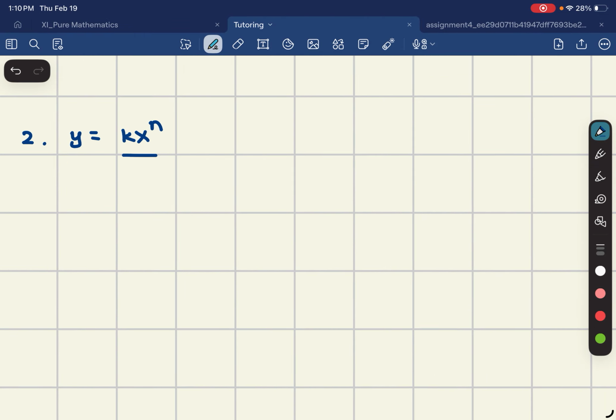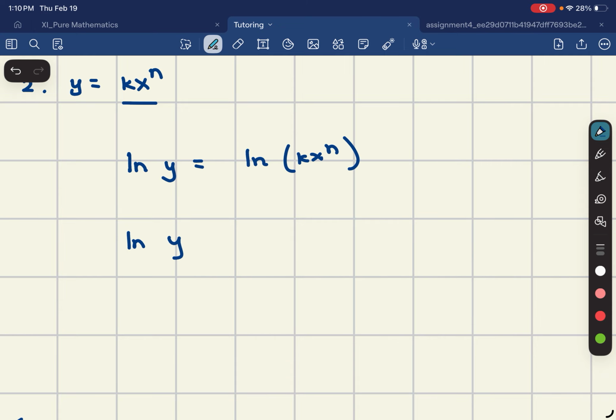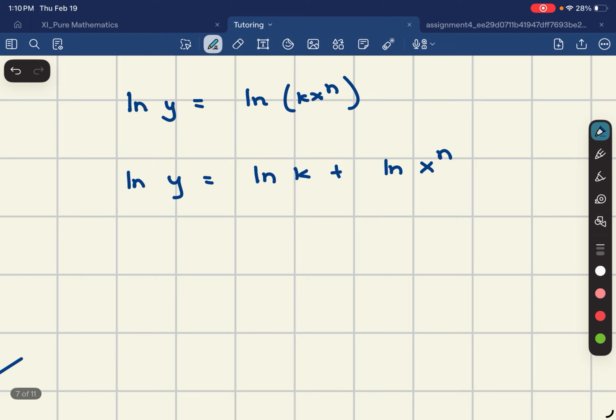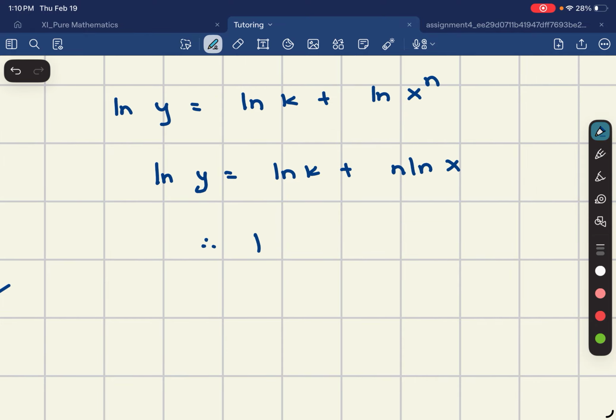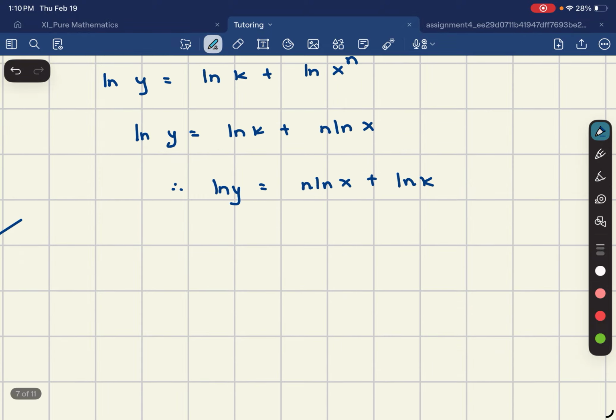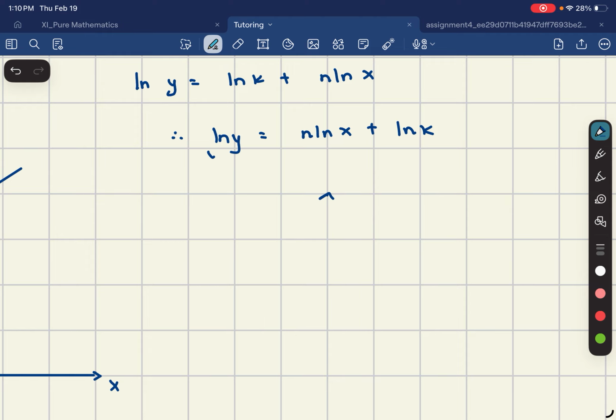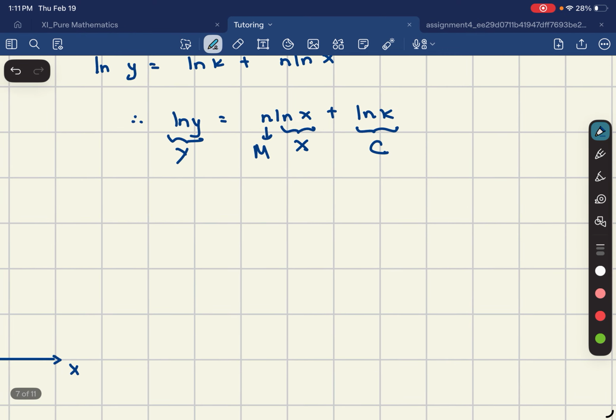And in this case, if we take the natural log of both sides, then we have ln y equals ln kx to the power n. And therefore ln y is equal to ln k plus ln x to the power n, using the laws of logarithms. And ln y is ln k plus n ln x. And therefore, ln y is equal to n ln x plus ln k. And therefore, if we plot the graph, so if I say this is capital Y, and this is capital M, and this is X, and this is C, then we again have a linear graph.